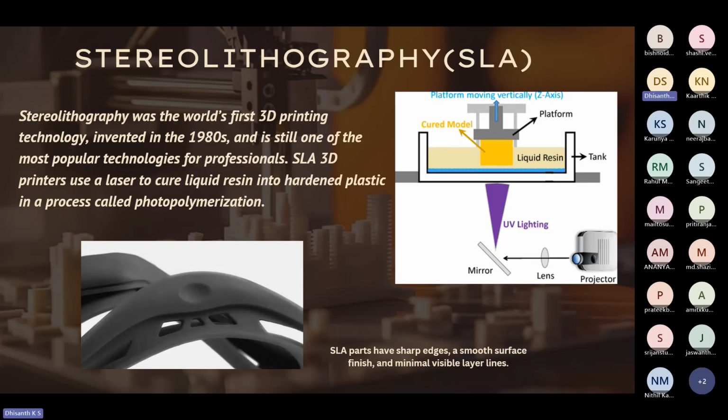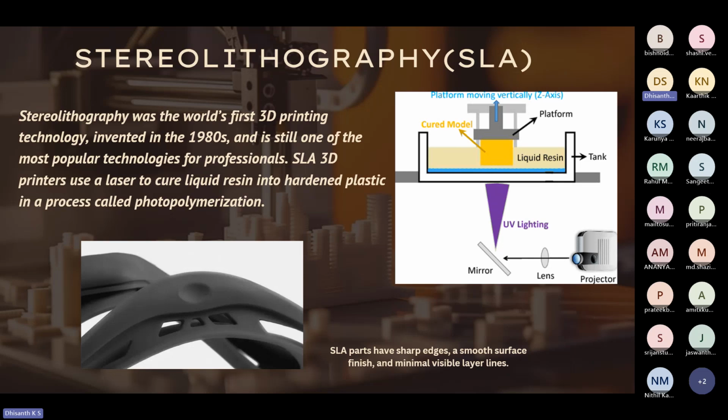Let us now discuss the filament-based 3D printing methods. The first method we are going to see is stereolithography, and in short form it is called SLA. This SLA is the first 3D printing technology, invented in the 1980s, and it is still one of the popular methods used in many places.